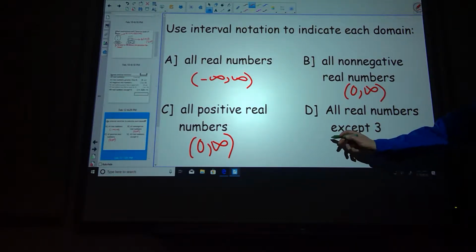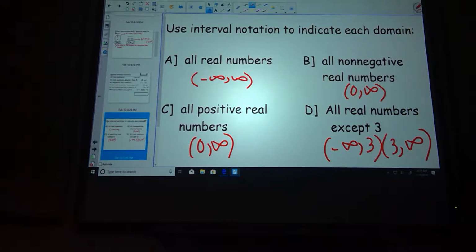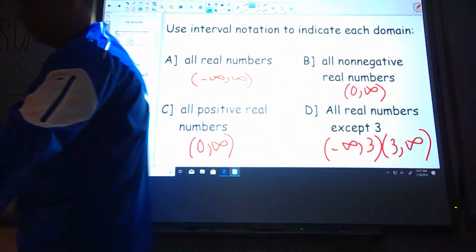And all real numbers except for 3. So it's just kind of a repeat of what we just did. Wait, shouldn't that be like 2? Nope. 3. The rounded bracket at 3 means I don't include it. Oh, yeah.